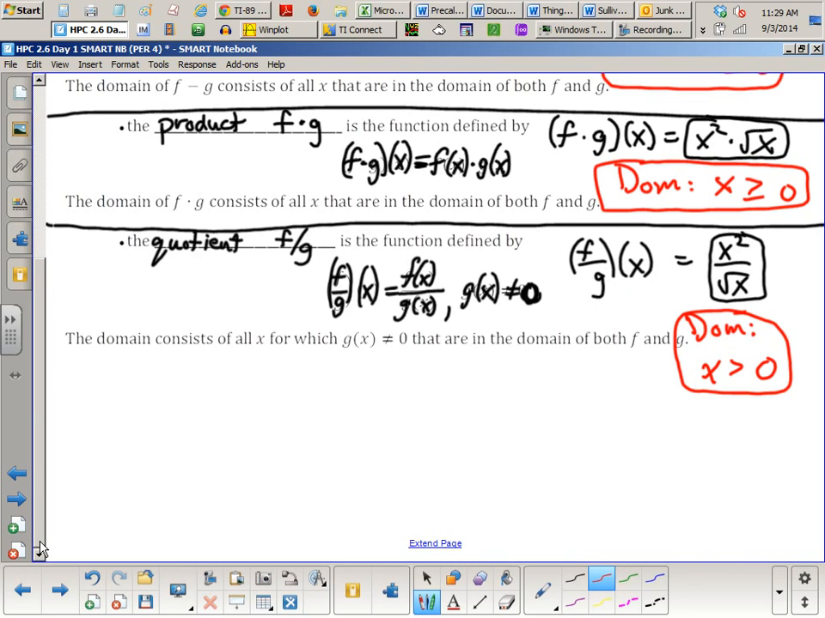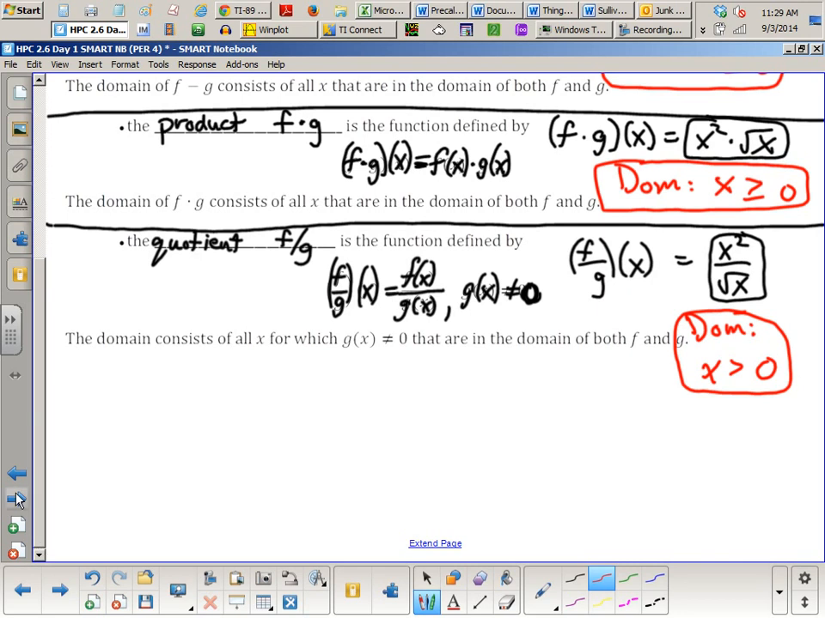Okay, so there's also a sentence that's written for each one. It says the domain of f plus g consists of all x that are in the domain of f and g. The domain of f minus g consists of all the x's that are in the domain of f and g. The domain of f times g consists of all the x's that are in the domain of f and g. The domain of f over g consists of all x's for which g of x is not 0 that are in the domain of both f and g. I don't care so much about the sentences. I care about the notation in black, and I care about the red domains there. Okay? So let's go on and look at some examples of how we might use this, something a little more interesting than what I had.